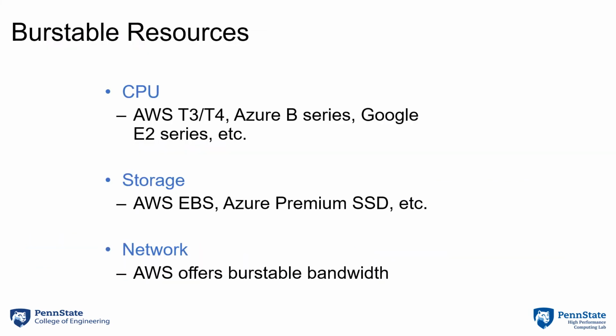Burstable hardware resources can also be classified as CPU, storage, and network. Public cloud providers like Azure and AWS offer burstable CPUs such as T3, Azure B series, Google E2 series, etc. AWS Elastic Block Storage and Azure Premium SSD are also burstable storage options. AWS network has always been burstable.